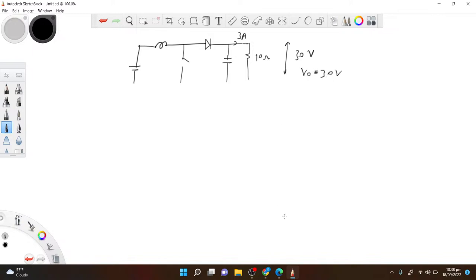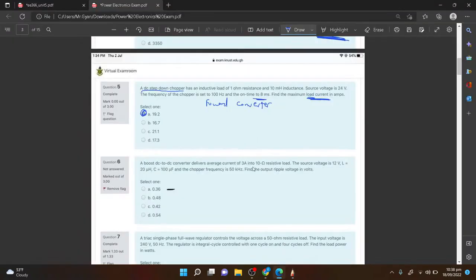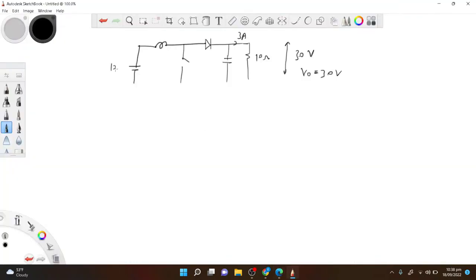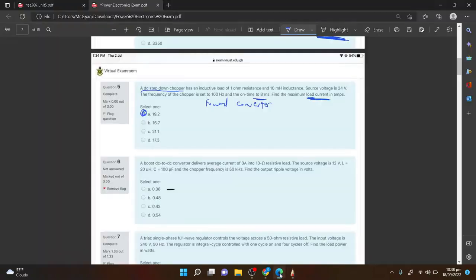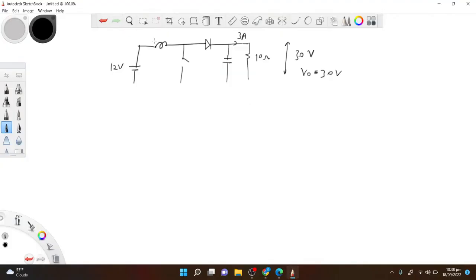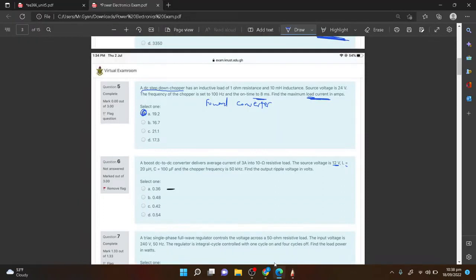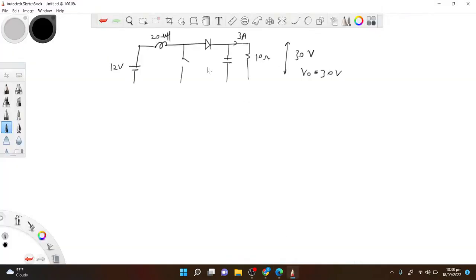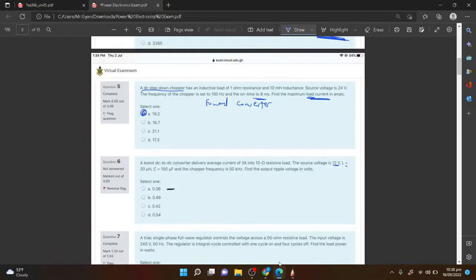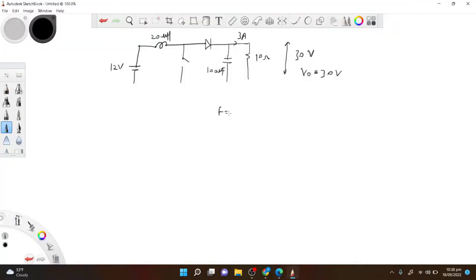I'll make sure. The source voltage is 12 volts. I'm reading the question. Inductance is 20 microhenry. C is 100 microfarad. Frequency is 50 kilohertz.